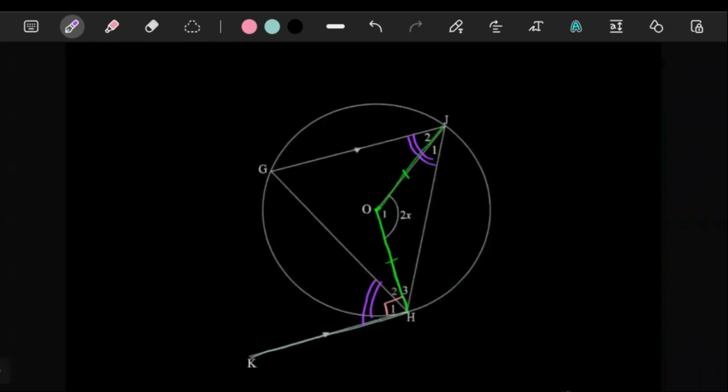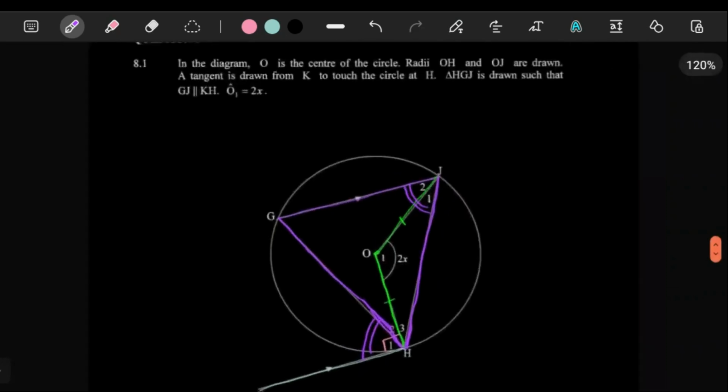But anyways, remember the tan-chord theorem only applies if you have a full triangle and one point of that triangle is touching your tangent. You see, that's where you'll have the tan-chord theorem. Okay, moving on. So they say here, a tangent is drawn from K to touch the circle at H, and then it says triangle HGJ.